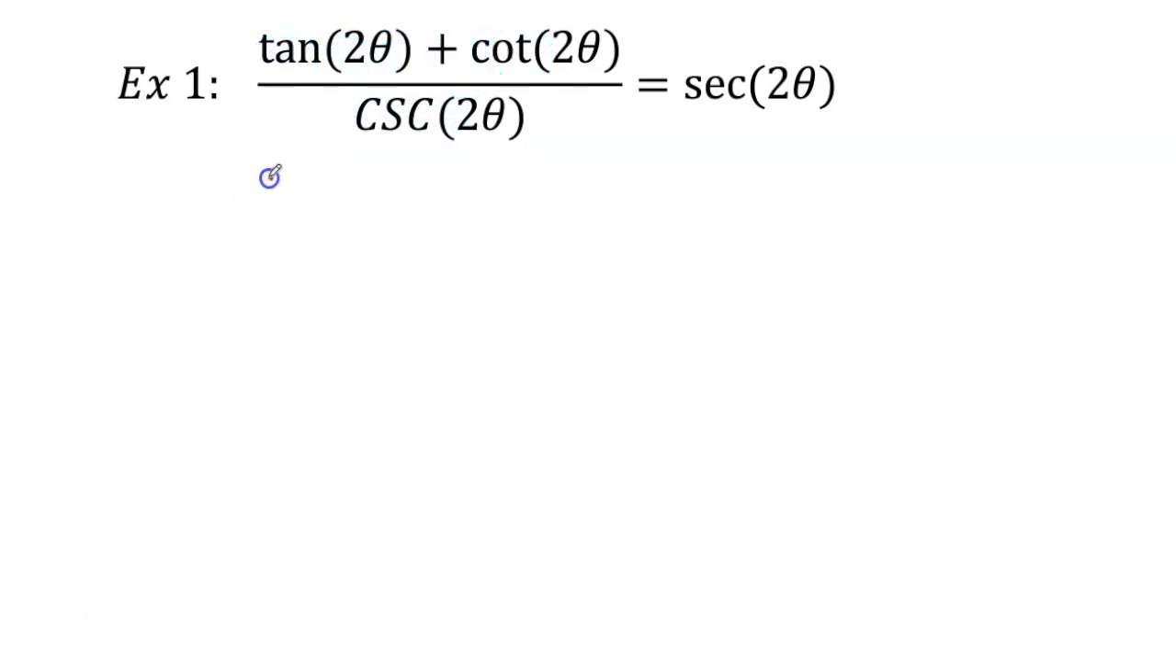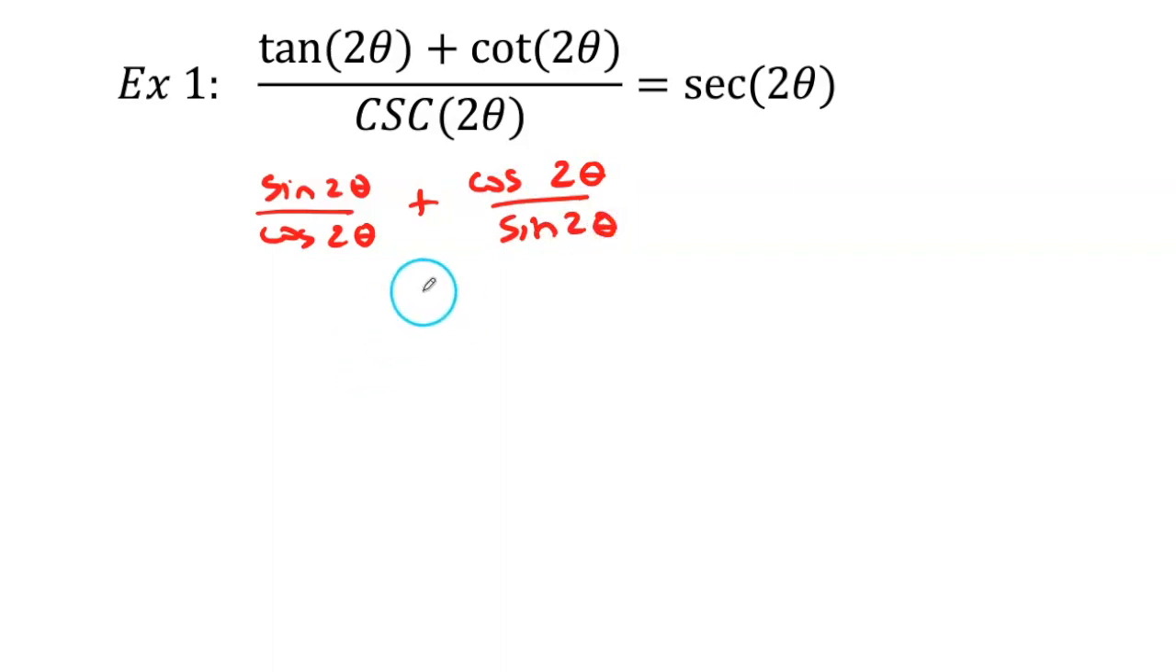So tangent is the same as sine over cosine, plus cotangent is cosine over sine. I'm keeping the same angle, as you notice, right? And all that divided by cosecant, and cosecant is 1 over sine of theta. Now what? I have no idea. But I see that I have 2 fractions on the top, so let's work with those 2 fractions.